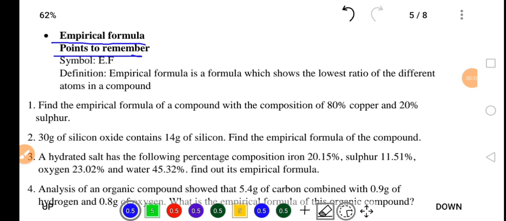The first important point to remember is EF, which is the symbol used to represent empirical formula. And then another important point to remember is the definition of empirical formula.